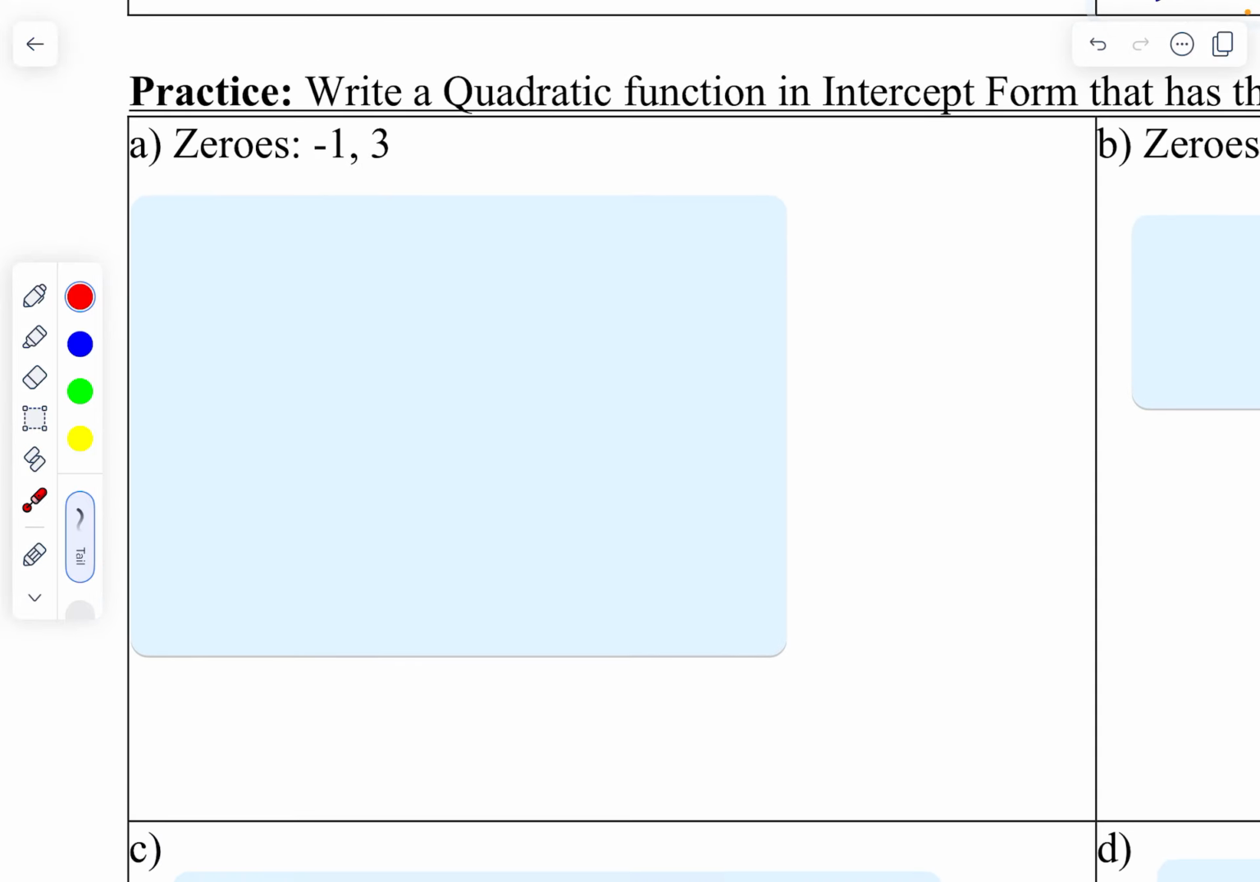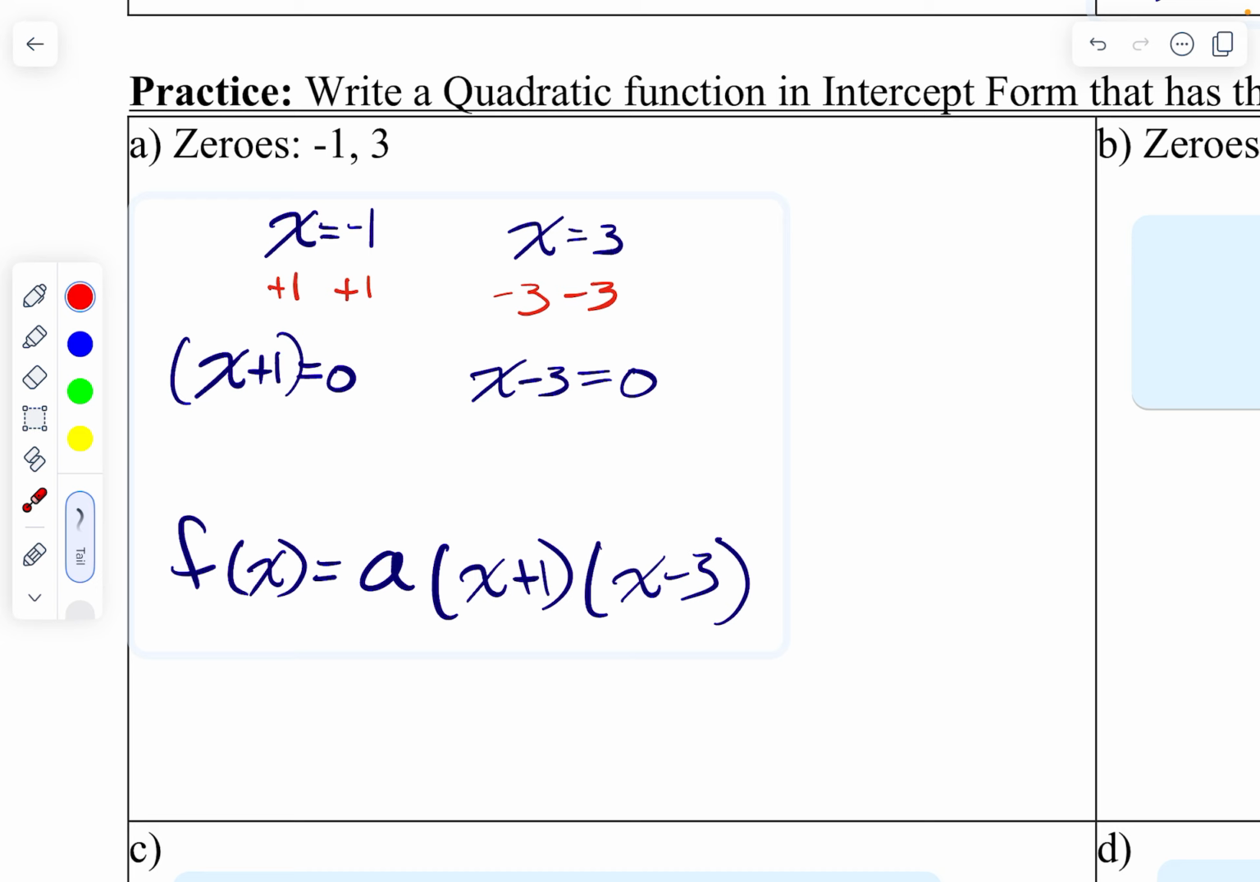Okay, so let's take a look at a here. The zeros are -1 and 3. I'm going to start off x equals -1, x equals 3. And I'm going to use inverse operations to get one side equal to 0 again. So I'm going to add 1 to both sides in the left case, so I get x plus 1 equals 0. And I'm going to subtract 3 in the other case so that I get x minus 3 equals 0. And I just take that x plus 1 and that x minus 3, and I put them together. And those are my factors.